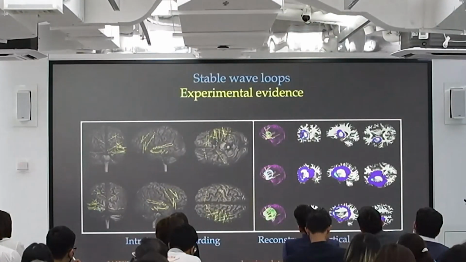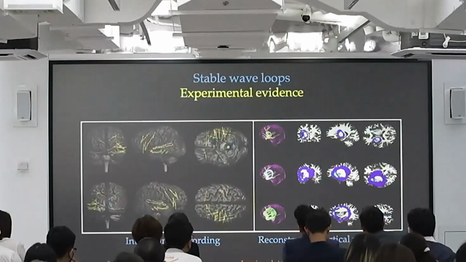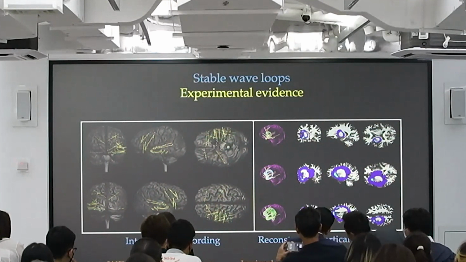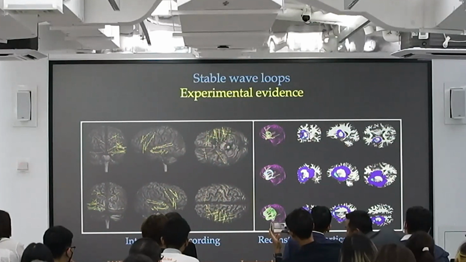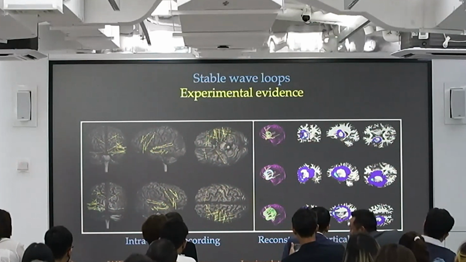So this is our data, well, data from Stefan Bickel. This is intracranial recordings, which is in epilepsy patients. And so you can reconstruct the stable wave loops from that. It's very hard. Obviously, there's a million things we don't know, and one of the things we'd love to do is animal experiments. So animal experiments would be really a fantastic way to do it.